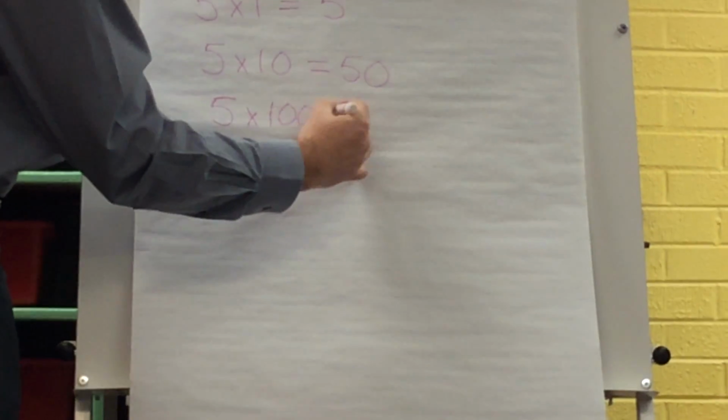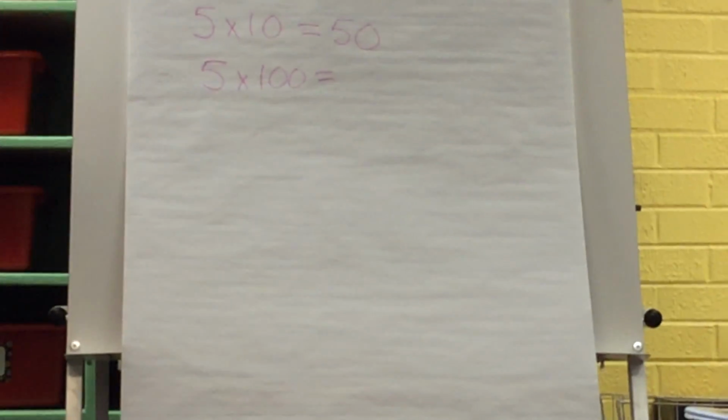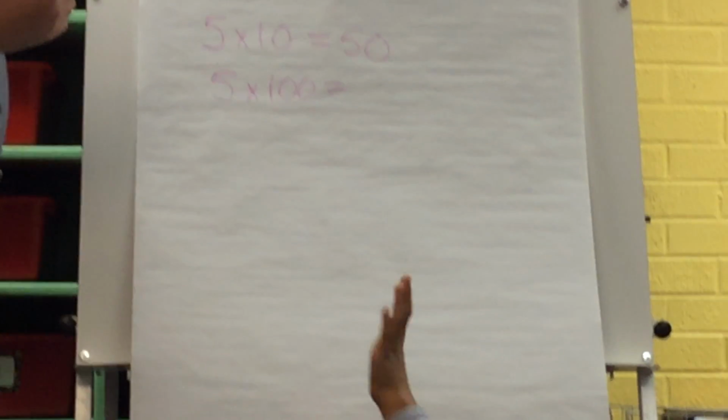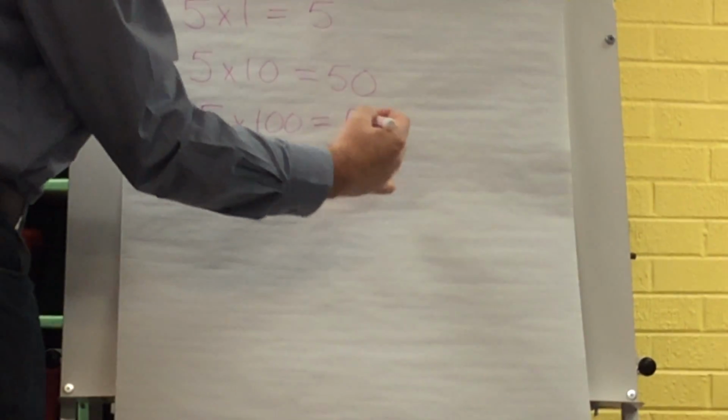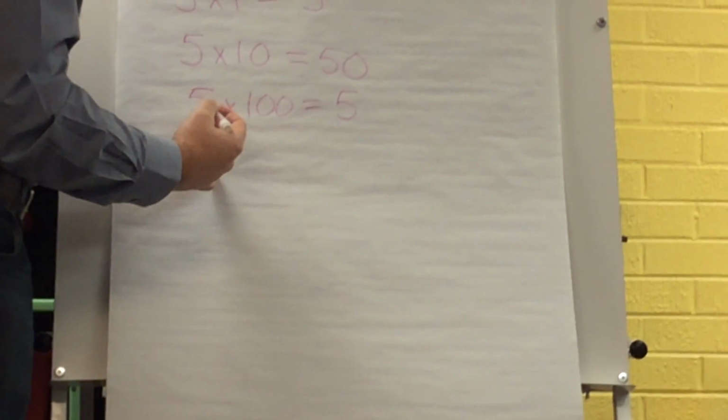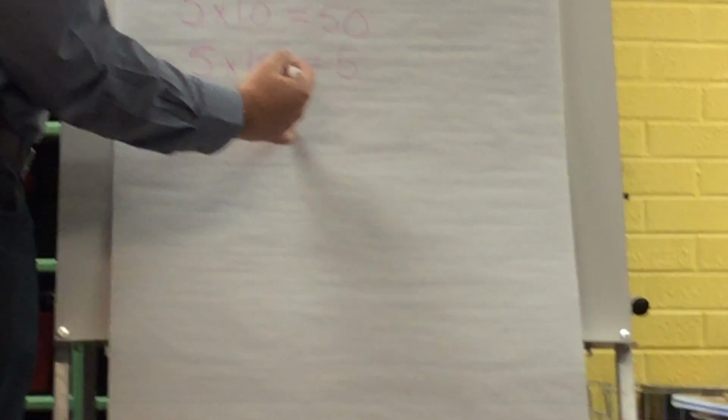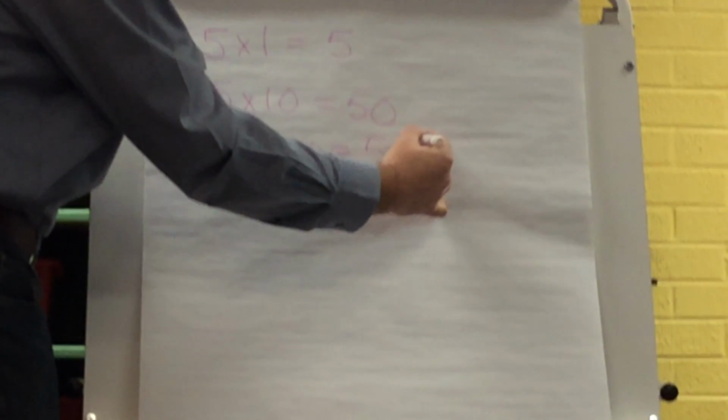Claire, thank you, I appreciate your help with that. Can someone else help me figure this out? 500. Kate, how'd you get that? I got it by taking away the 2 zeros in 100, which is 5 times 1, so that's 5, and then I added the 2 zeros back. And then you put those 2 zeros on the end, right?